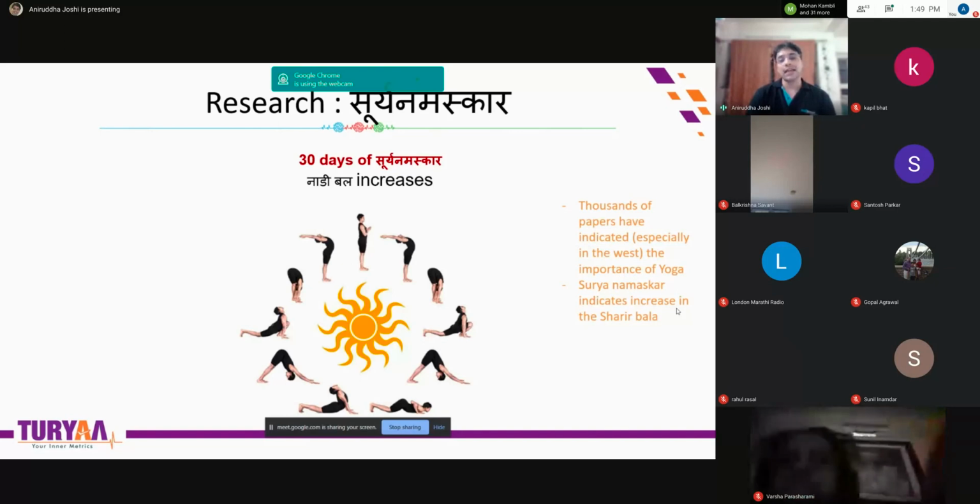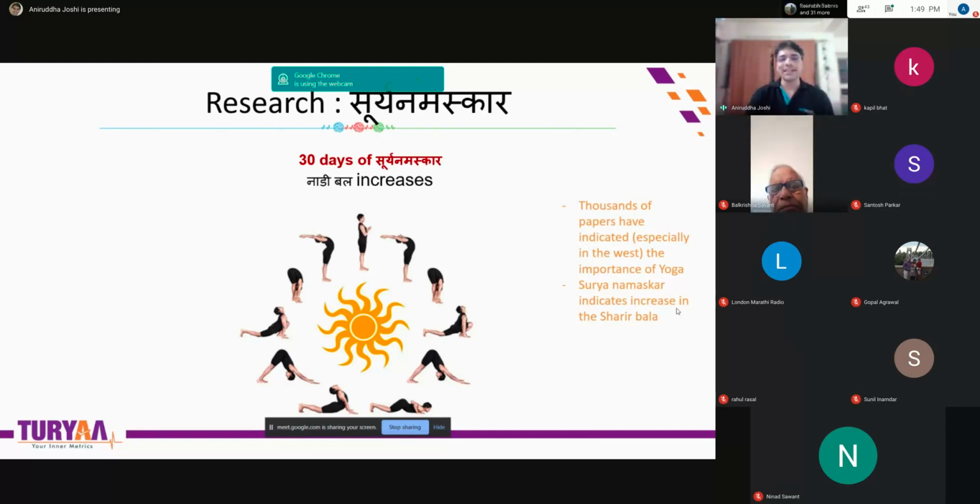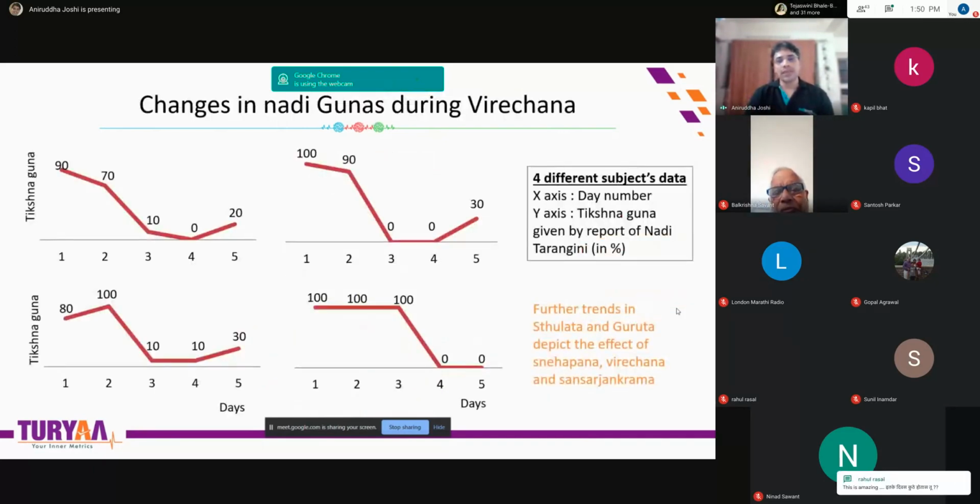We show that the Nadi Bala, the Sharira Bala, the immunity, which indicates immunity, increases over those days. So we did Surya Namaskar for 15 days, 15 days of gap, again 15 days. And we collected data on day 1, day 7, day 15, day 30, and day 45. And we saw that there's a curve with respect to Nadi Bala, with respect to the valley, with respect to the volume, overall volume, and so on. So we were able to show that Surya Namaskar helps. It's not needed that it helps, but just with respect to numbers, we were able to do that.